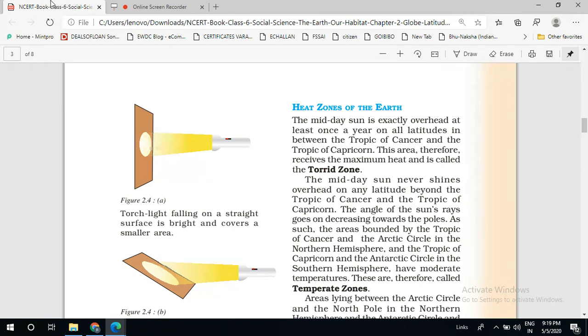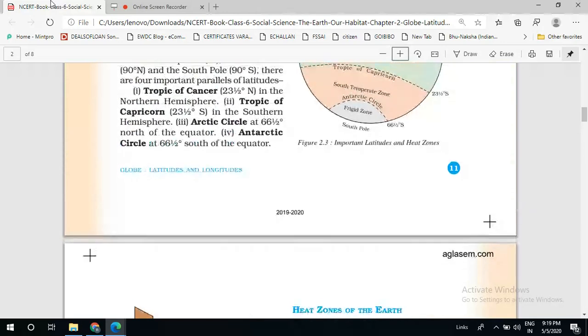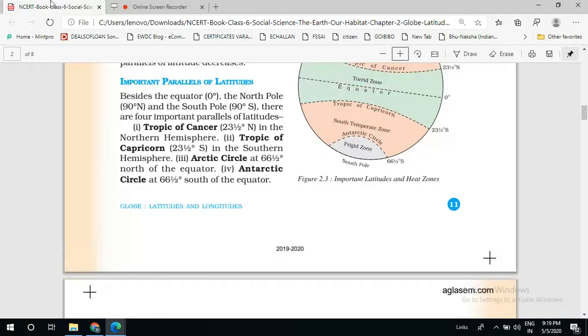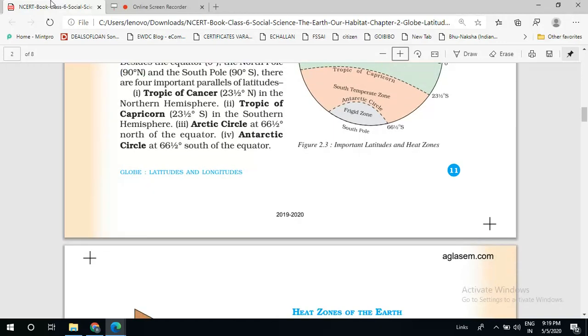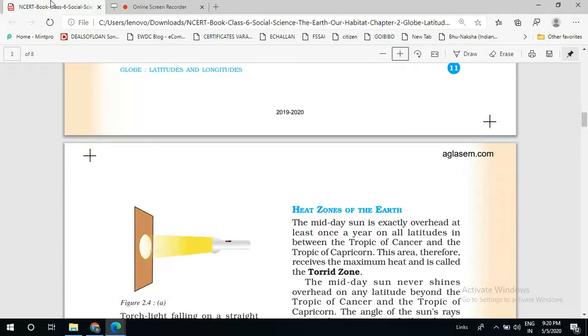Yesterday, we were discussing latitudes, and we have seen that there are four major latitudes, and these are Tropic of Cancer, Tropic of Capricorn, Arctic Circle, and Antarctic Circle. Now, we will see the heat zones of the Earth.